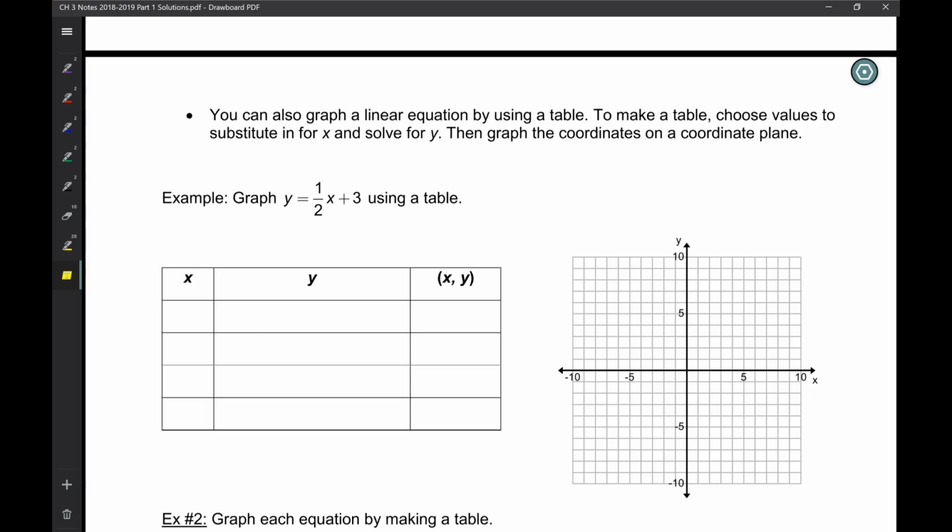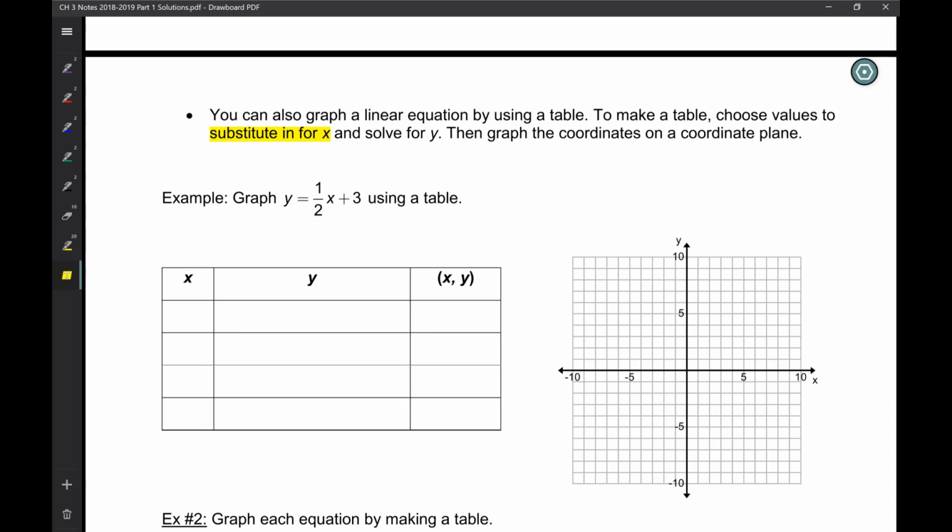Now, in your table, you have to choose values to substitute for x. And using those, we substitute for y. Or we solve for y. Okay, and then we have to graph the coordinates. So I'm given y equals blah, blah, blah. I make a table and I have x, y, and then the coordinate.